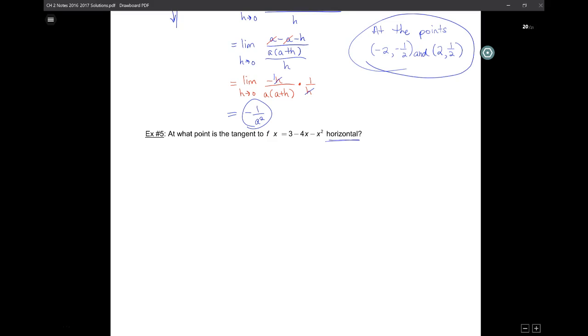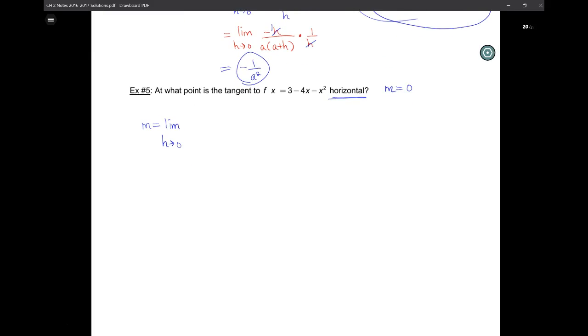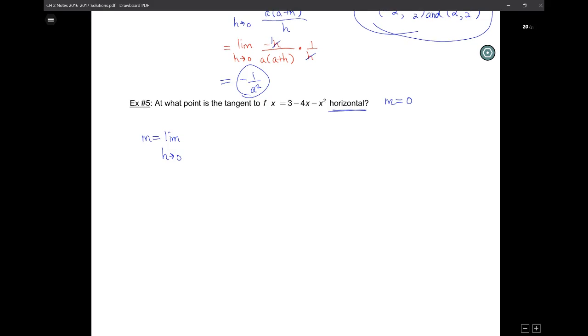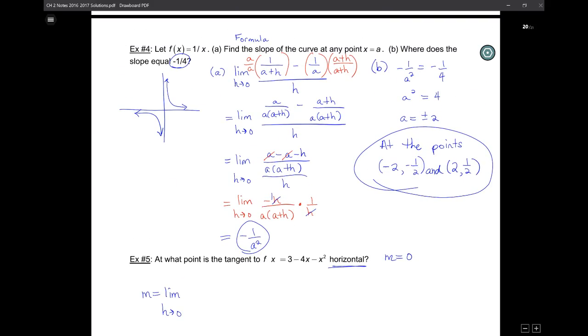So when it says horizontal, we want m to be 0, right? So let's go through and find it, just because we do need to practice the formula. So basically we're going to leave a plus h. So we want to do f of a plus h minus f of a all over h again. But instead, remember the last one, we set it equal to negative 1/4. This time we want to set the slope equal to 0.